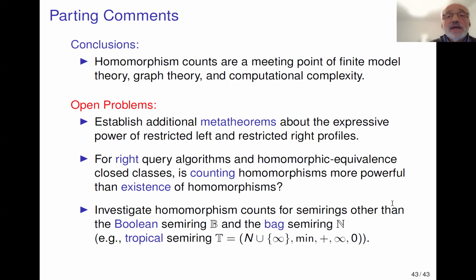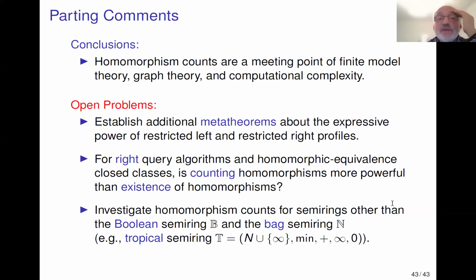What are the conclusions here? I hope to have made the case that homomorphism counts are a meeting point of several different areas. Finite model theory, which we saw through the counting logics and the work on constraint satisfaction. Graph theory, certainly, as a lot of results from structural graph theory come into play. And computational complexity, because we saw that when we took these restricted classes, we can go from polynomial time all the way to undecidability. It's an area that is gaining some traction, and several people from different groups are working on it right now.